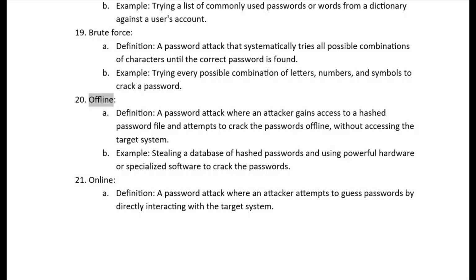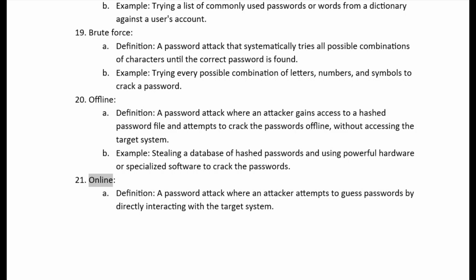Offline. Definition: a password attack where an attacker gains access to a hashed password file and attempts to crack the passwords offline, without accessing the target system. Example: stealing a database of hashed passwords and using powerful hardware or specialized software to crack the passwords.